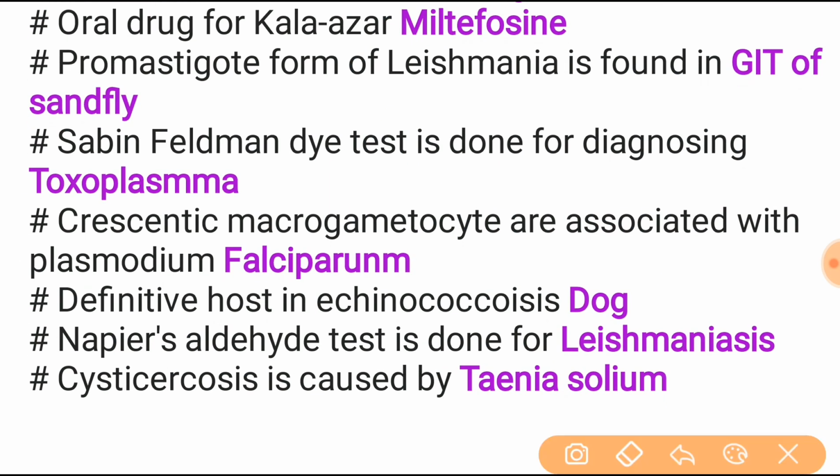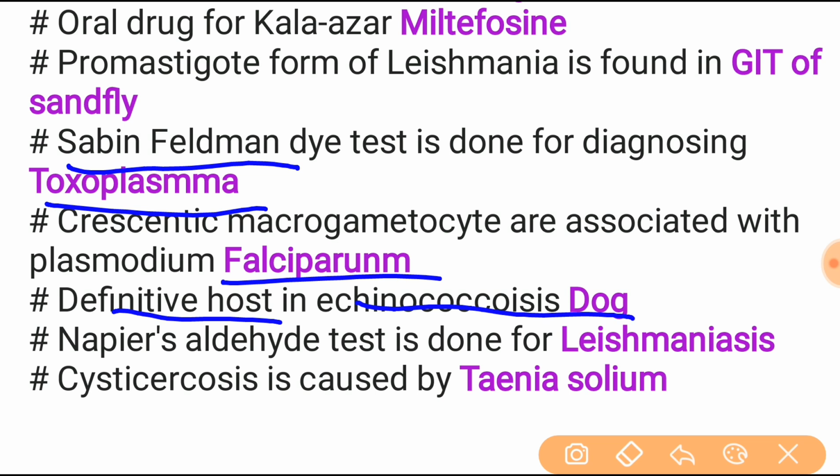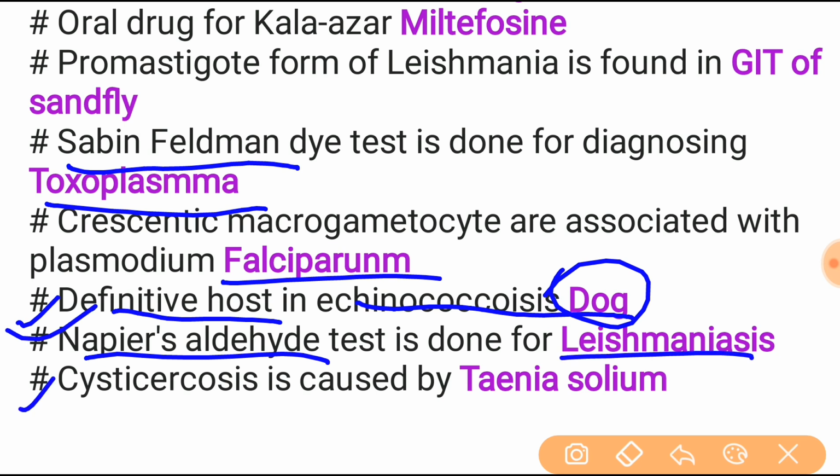Here the Sabin-Feldman dye test is done for the diagnosis of toxoplasma. Crescentic macrogametocytes are associated with Plasmodium falciparum. Definitive host in echinococcus is dog. Napier's aldehyde test is done for leishmaniasis, and cysticercosis is caused by Taenia solium.